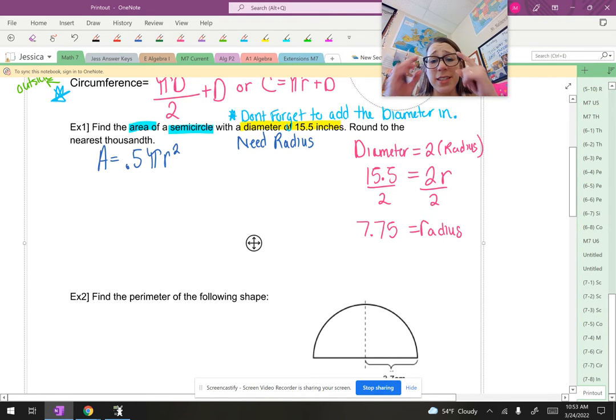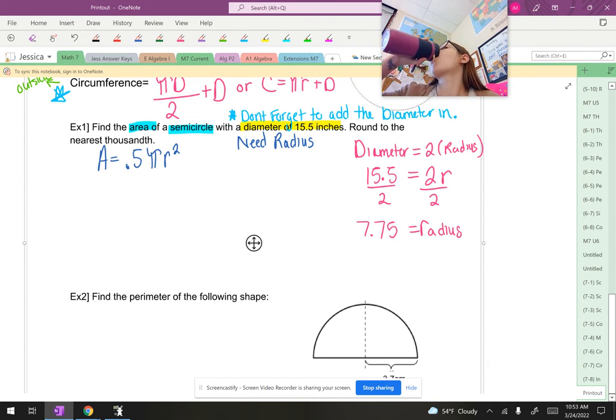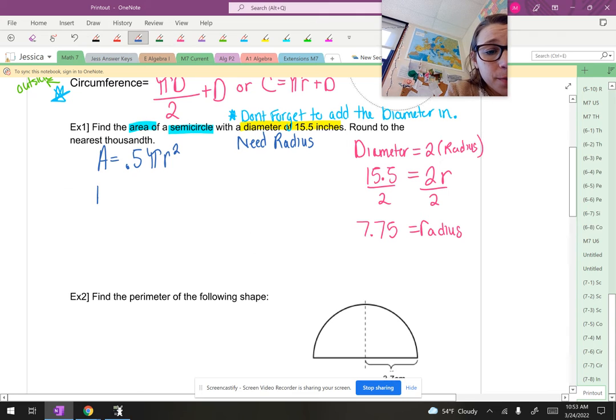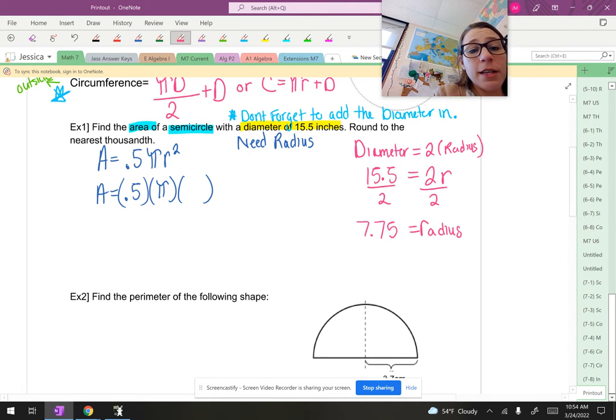Now that I have the radius, because they weren't asking for the radius, but I can't find the area if I don't have the radius. So A equals 0.5 stays 0.5 because that's just a number. Pi stays pi because that's just a number. And in for my r, I get to put the 7.75, not forgetting to square that.